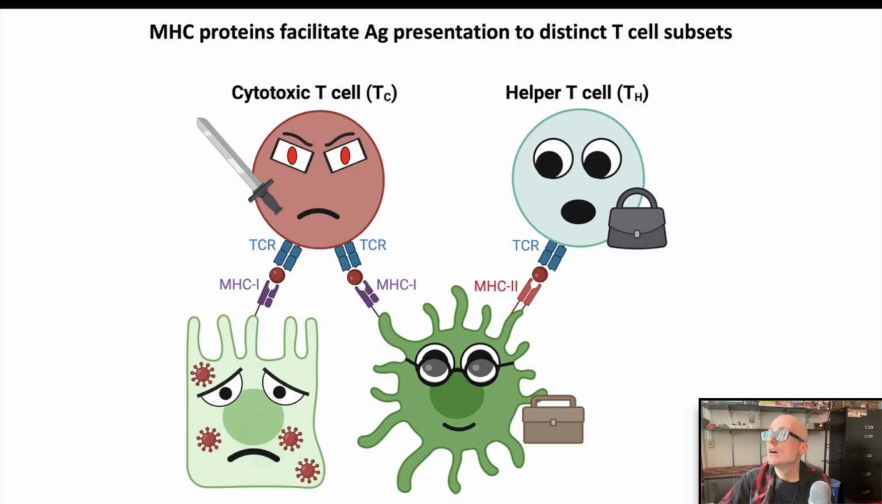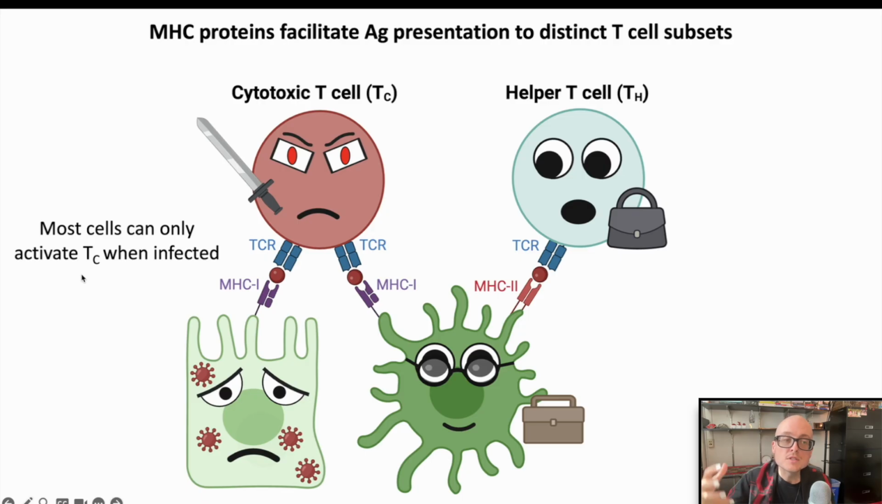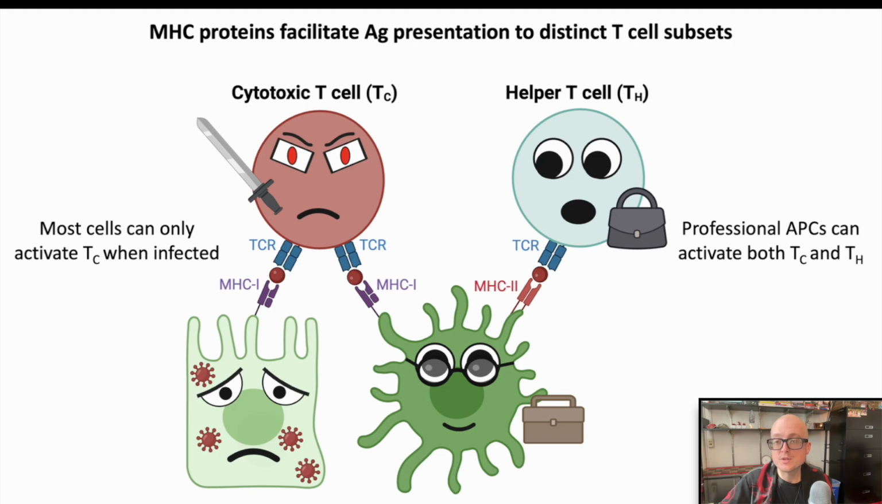And that's designated with these additional text boxes here. So I'll repeat it, this is sort of a mirror image of what I said: most cells can only activate cytotoxic T cells when they're infected. In contrast, professional APCs can activate both cytotoxic T cells as well as T helper cells. So why is it that the cytotoxic T cell can only recognize antigen on MHC class 1 and a T helper cell can only recognize antigen on MHC class 2?